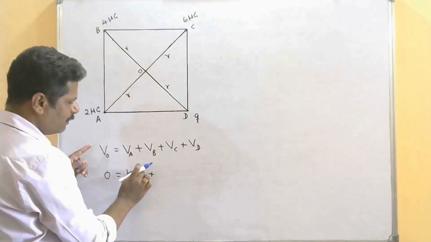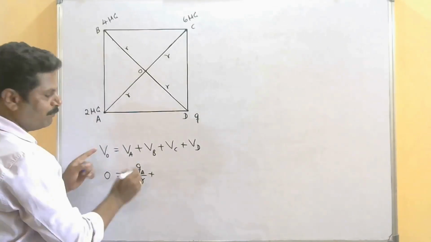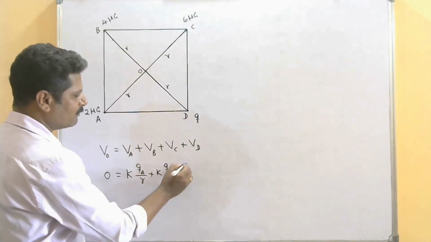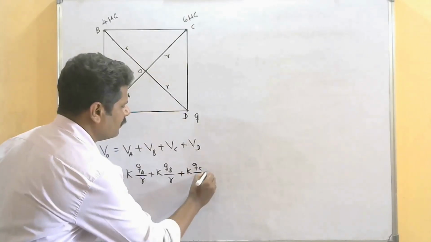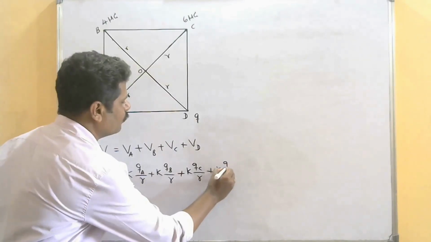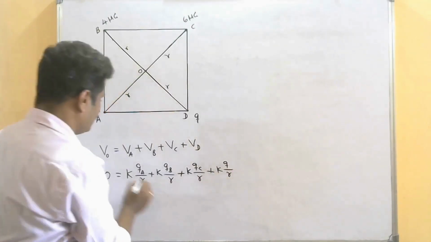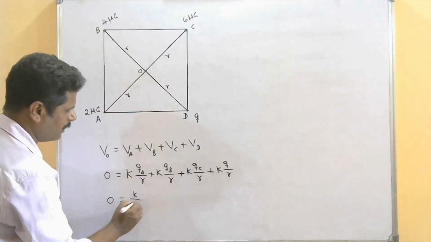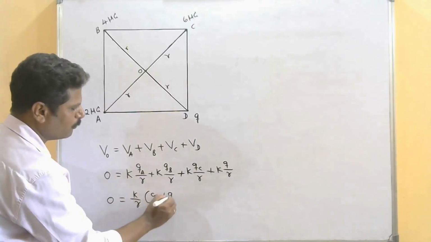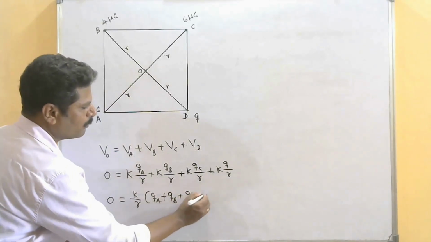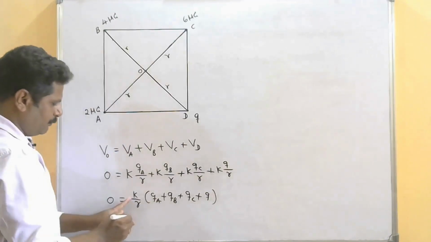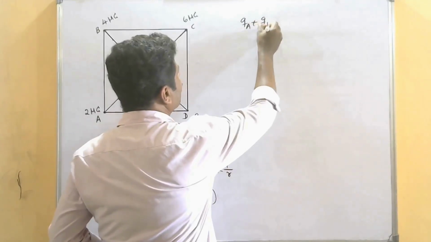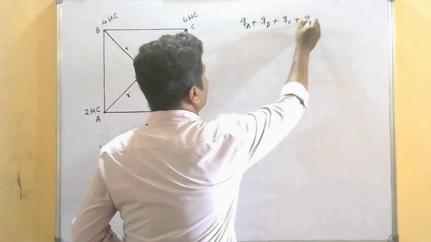Instead of taking Q1, we can take QA, that is the charge placed at the point A, and here we can take KQB divided by R plus KQC divided by R plus KQ divided by R. K and R are common, so we can take them outside. So, K by R of QA plus QB plus QC plus Q. If I bring K by R to this side, then it will become 0. So, we can take QA plus QB plus QC plus Q equals 0.